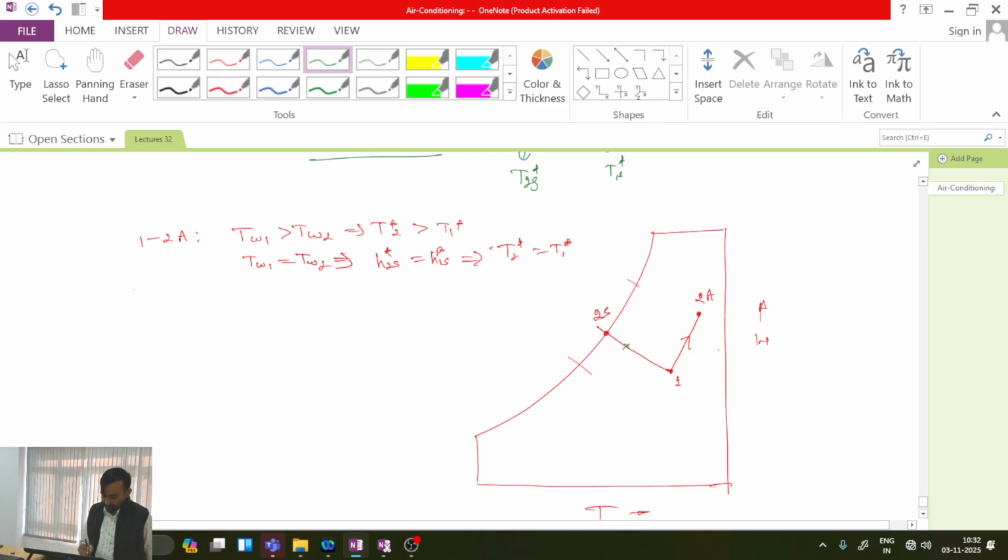What is the third situation? Sorry, I must not write 1 to 2a. Let me write 1 to 2s. What will be the third situation? TW1 is less than TW2. In this scenario, what will happen?